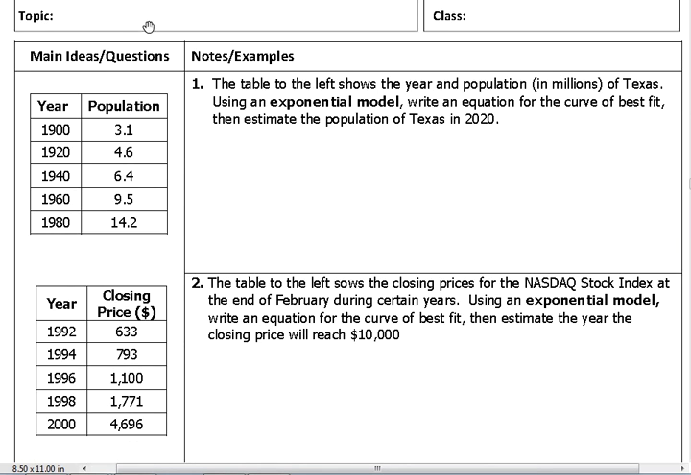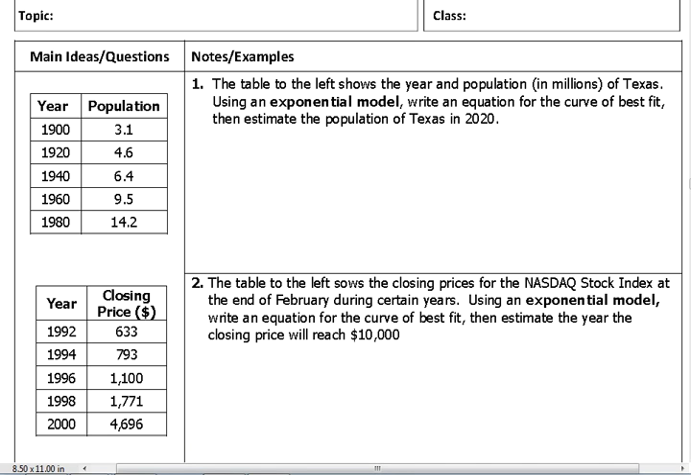Okay, so let's look at these first two questions here. It says the table to the left shows the year and population in millions of Texas. Use an exponential model, write an equation for the curve of best fit, then estimate the population of Texas in 2020.